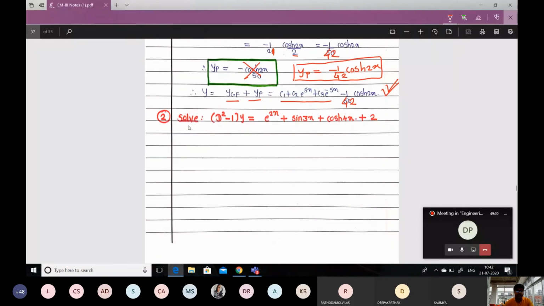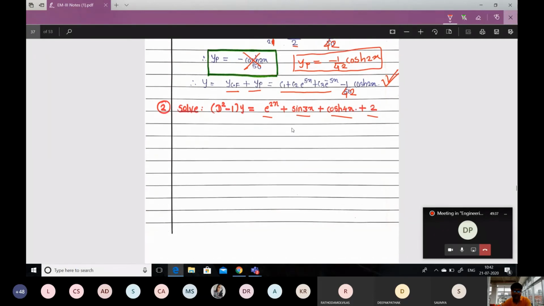Let us see this example. Solve (D square minus 1) times y equal to e to the power 2x plus sine 3x plus cos hyperbolic 4x plus 2. The right hand side is looking very lengthy: e to the power 2x plus sine 3x plus cos hyperbolic 4x plus a constant term. Okay, let us solve it, because all the cases will appear.